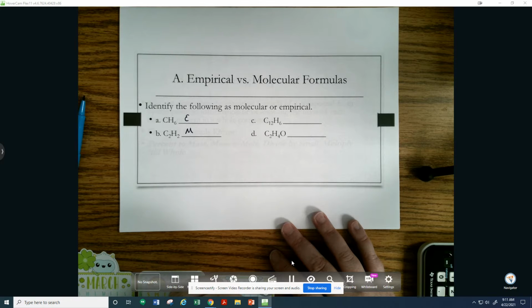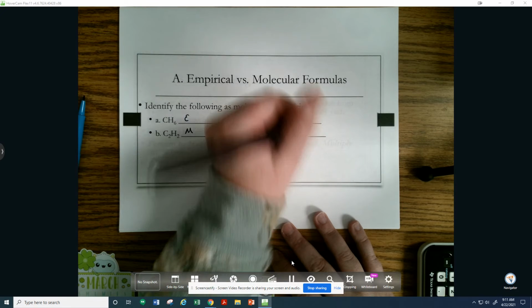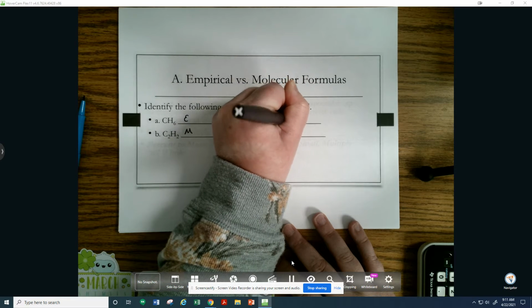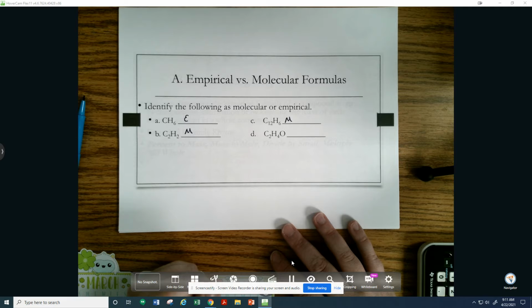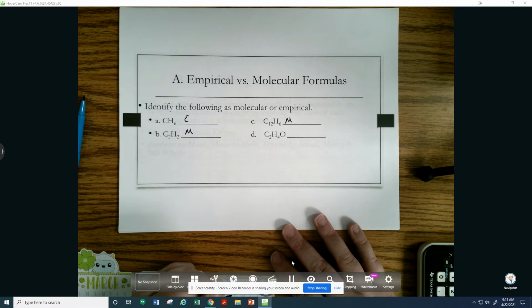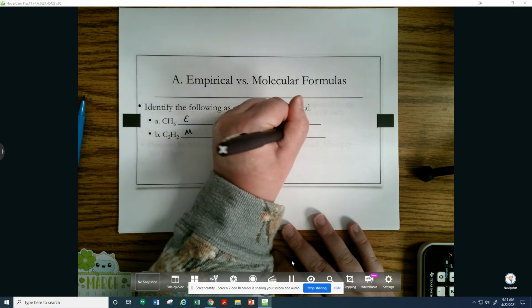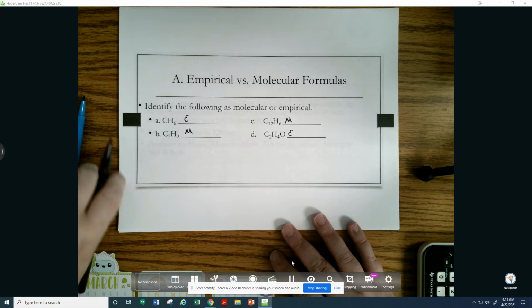In letter C, we have 12 carbon for every 6 hydrogen, so we can simplify that down and keep a 2:1 ratio, so that is also going to be a molecular formula. Now here in letter D, we have a 2:4 ratio, and you're thinking, I can simplify that. But you have to be able to simplify all subscripts, and we only have 1 oxygen. So it's a 2:4:1 ratio, and that cannot be reduced and keep whole number atoms. So this is going to be considered an empirical formula.